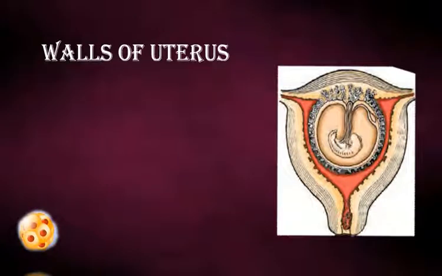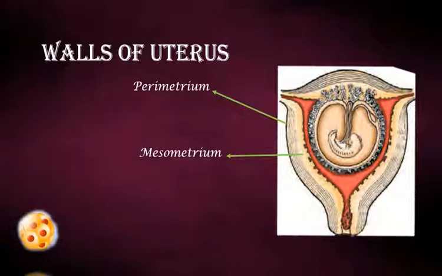Now the wall of the uterus has three layers. The outermost is the perimetrium. It is thin and membranous and it forms the outer envelope. The middle layer is the myometrium. It is formed of layers of smooth muscles. This layer helps in childbirth by undergoing strong contractions.